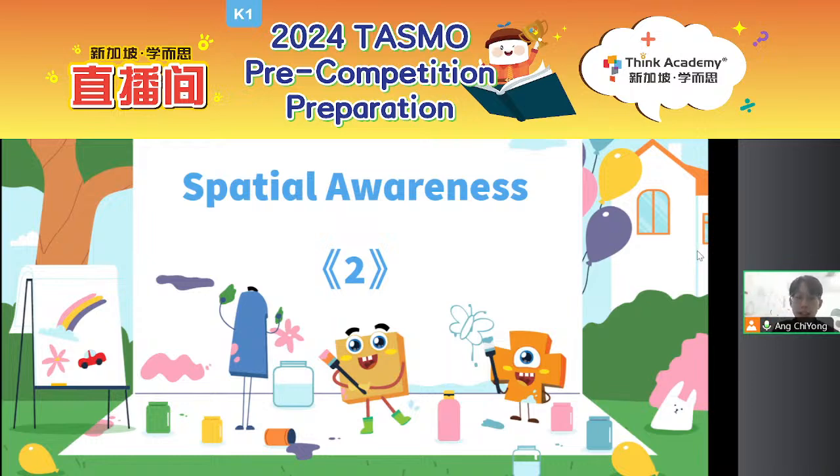All right, let's start. Today we're going through spatial awareness number 2. Last week we went through what is tiling, right? How to put shapes together. Now we'll be doing something different. We'll be doing rotation. We'll be spinning. Okay, so let's see what it is about.